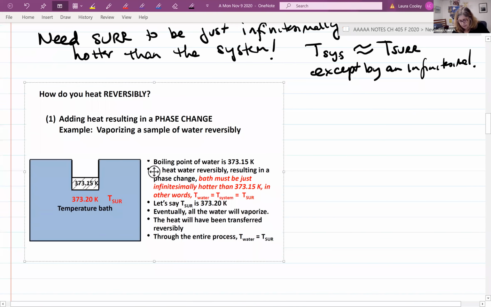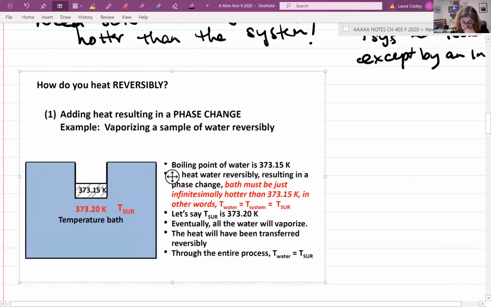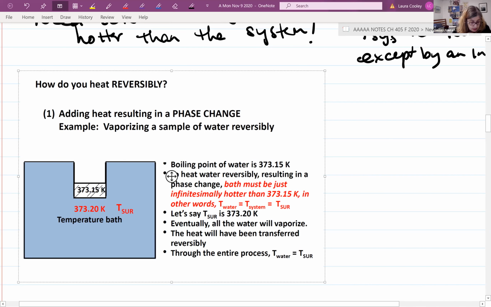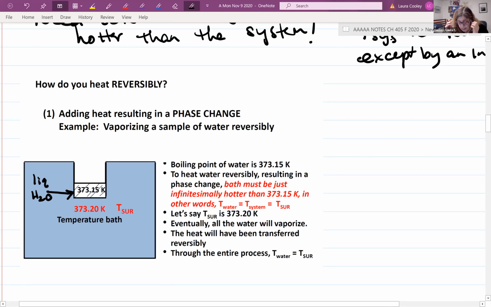So here's a picture to illustrate this: adding heat resulting in a phase change. For example, if I have a sample of liquid water here, and I want to vaporize that water, because I'm talking about a phase change. Well, I know that the boiling point of water is 373.15. And if I put heat into the system at that temperature, I know the temperature won't change until all the liquid has been converted to gas. And I have to have a bath that has basically the same temperature, but just a little bit more. So if this is 373.15, let's make the bath 373.20. So I'm considering that 0.05 degrees C is infinitesimal.